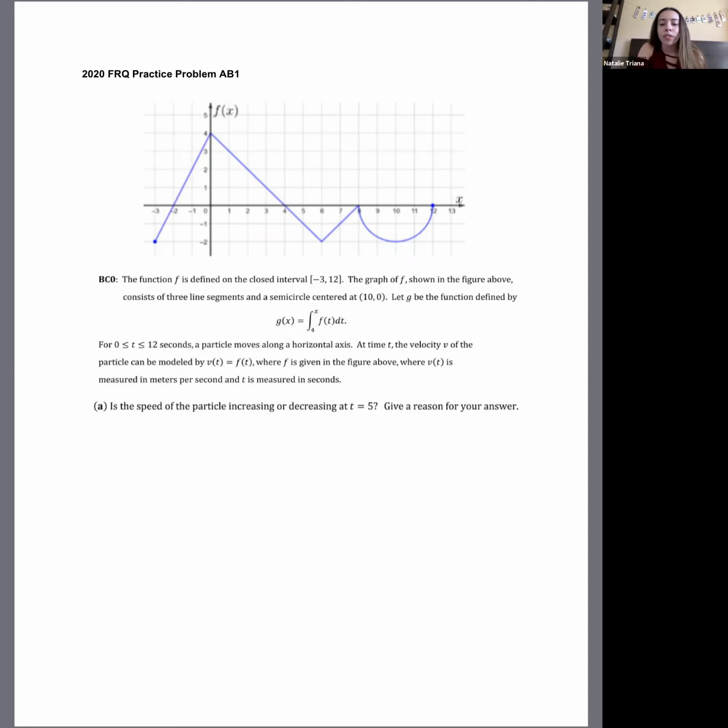Wait, when it says v of t is equal to f of t, does that mean that v of t is equal to the graph? Yes, that's exactly what it means. Okay, v of t is the graph. Isabella, we're just doing the first FRQ, so you didn't miss that much. We just started reading it.